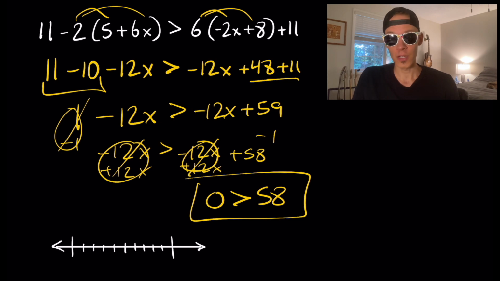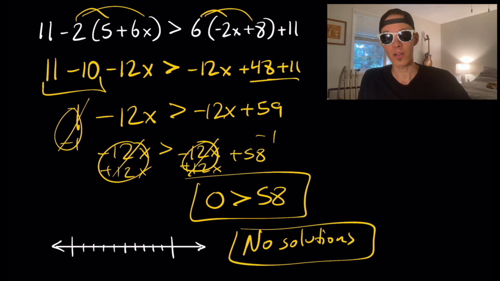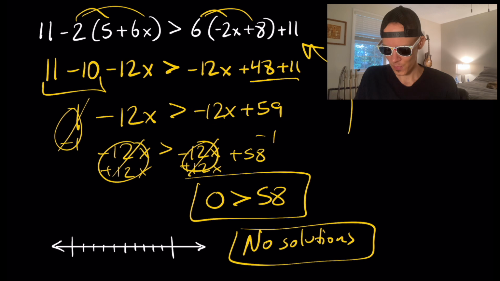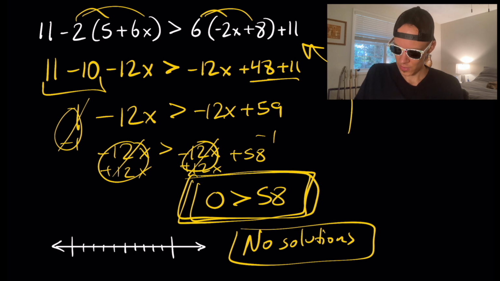So for this inequality, our answer would be no solutions. And you can test all kinds of values for x in the original inequality to see that you're never going to get anything that makes sense. So sometimes that happens with inequalities. You'll get no solutions as an answer, and typically it'll look something like this, where a number is greater than or less than a number when it's actually not. Like here, 0 is never greater than 58, even though we got it. So when that happens, our answer is no solutions.